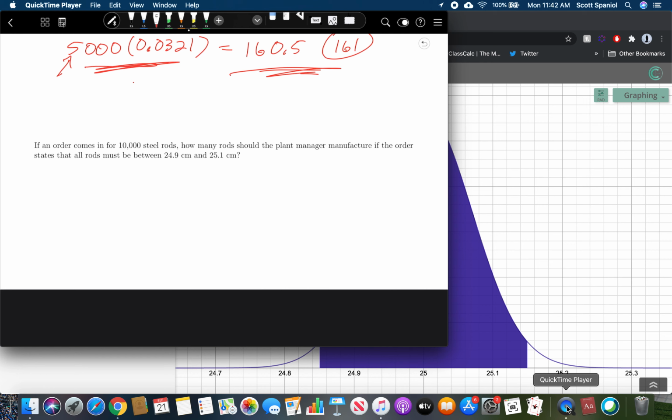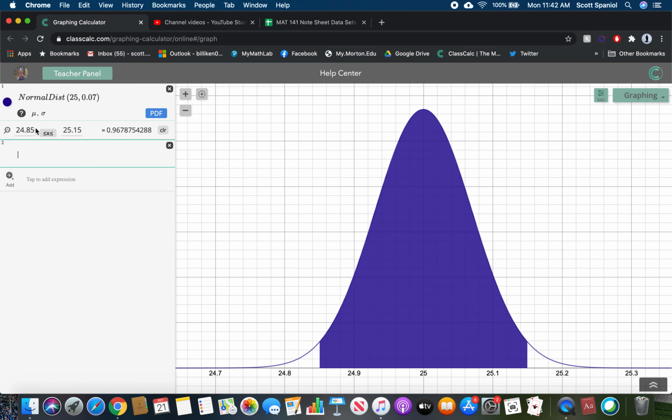So what we're going to do is take the number of rods we need to make, which is X, times the proportion that we're going to keep, which is all the ones that fit this description: 24.9 is less than or equal to X, which is less than or equal to 25.1. And that should equal 10,000. So we should just be able to divide by whatever this probability is. Let's find that probability first.